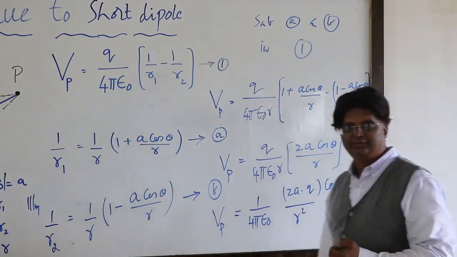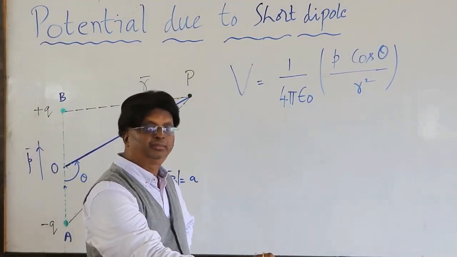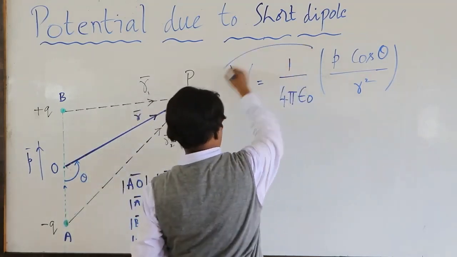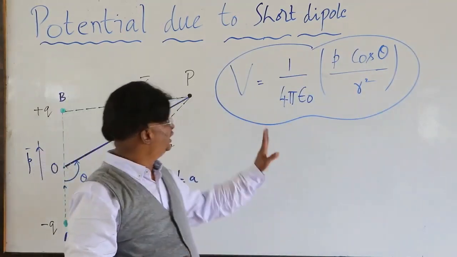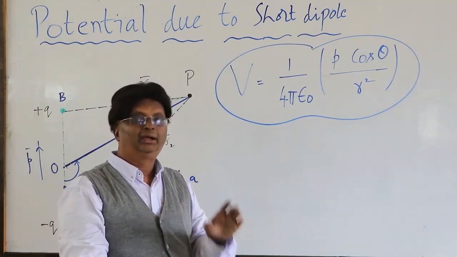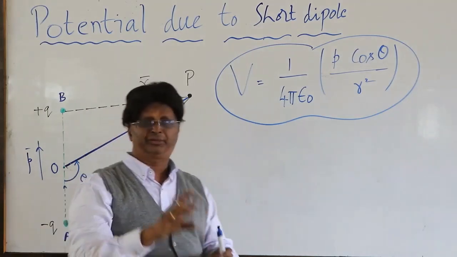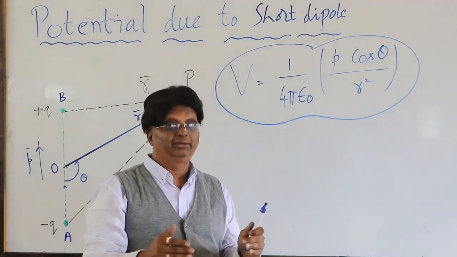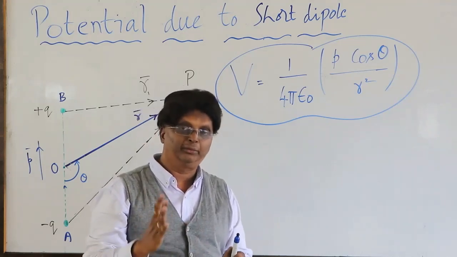Let us see that. Friends, the final result, potential due to a short dipole at any point, we have this expression: V is equal to 1 upon 4 pi epsilon naught p cos theta by r square. Now let us understand at least a few things regarding this expression. Once you have got any expression, when you analyze that expression, your understanding will enhance, then memory becomes knowledge. Otherwise it will remain as memory only.